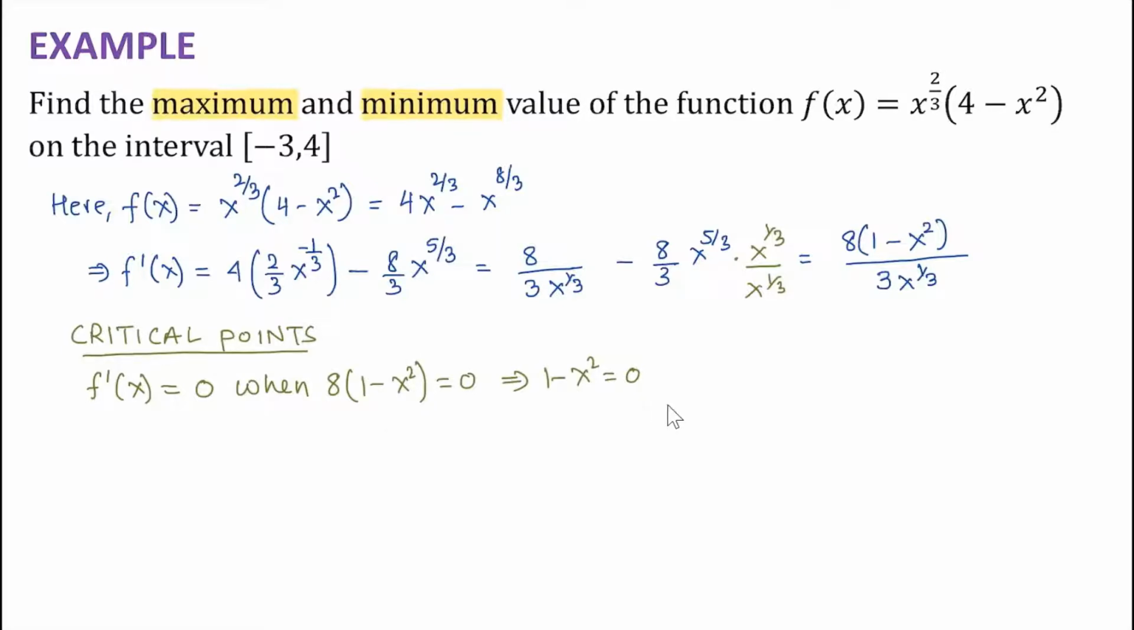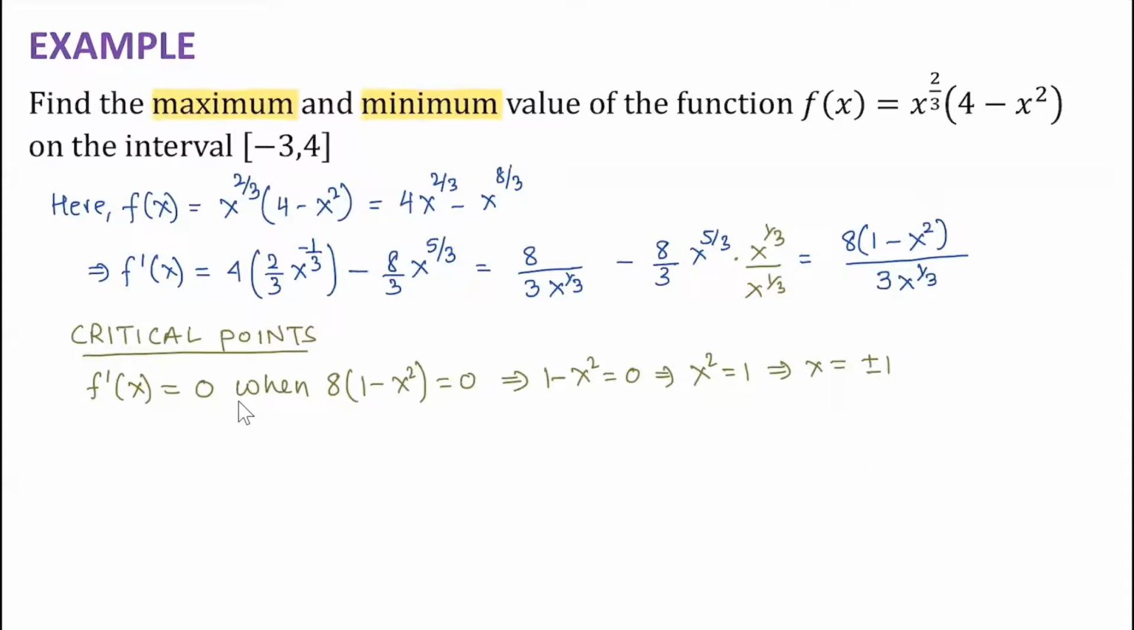Now, if you try to solve it, you add x squared on both sides, so you'll get x squared equal to 1. Meaning of that is x is positive and negative 1. So you get two values there, x equal to plus 1 and x equal to minus 1. These two values are the critical values when the first derivative is 0.